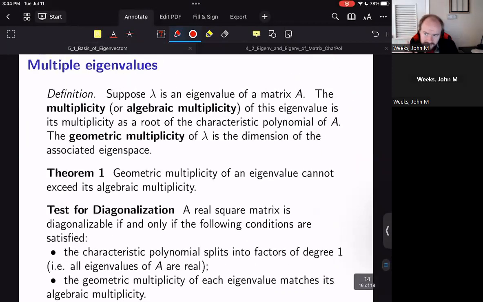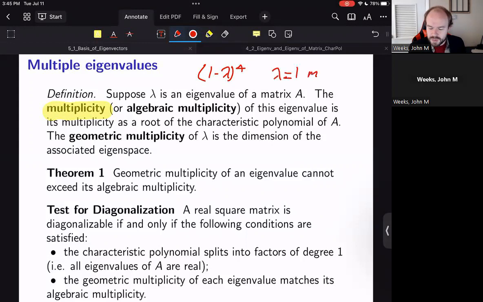Now, we know that one of the issues that we have in trying to get diagonalization to work is that sometimes the multiplicity of lambda inside of the characteristic polynomial does not add up to the number of eigenvalues that you have. For example, you could have a characteristic polynomial. We had this one, for example. I think it was something like 1 minus lambda to the 4. So you can have a characteristic polynomial like this, where lambda equals 1 has multiplicity 4 in this equation.